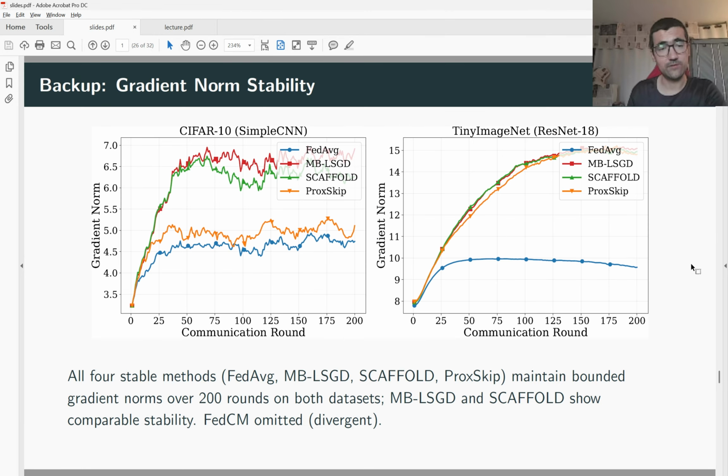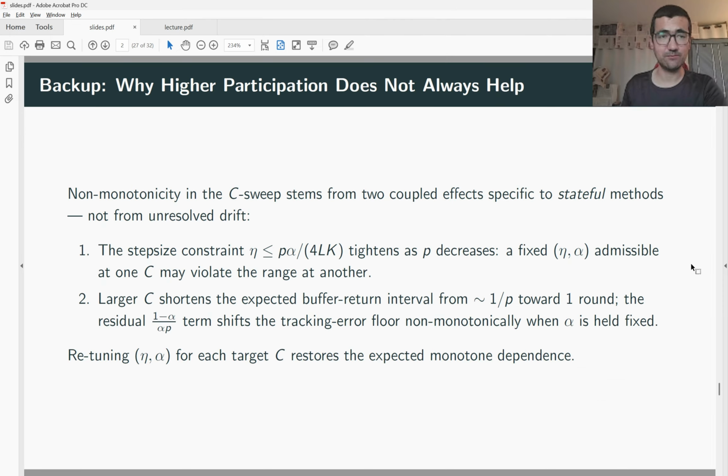Here, let's see some of the figures. This is the gradient norm evolution over the 200 rounds on both datasets. The point is simple. All four stable methods, FedAvg, MB-LSGD, SCAFFOLD, and proc-skip, keep their gradient norms bounded throughout training. There is no explosion, and MB-LSGD's stability is comparable to SCAFFOLD's. FedCM is omitted from the plot because its gradient behavior is divergent. So the buffer feedback loop does not destabilize the optimization dynamics.